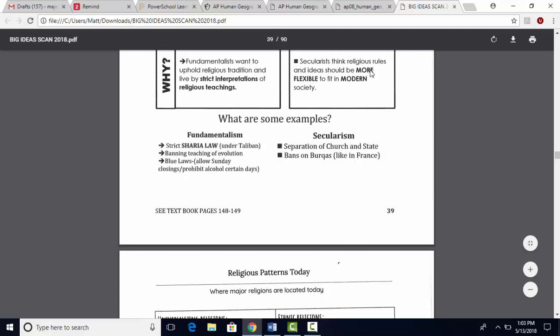Those who believe in separation of church and state without any sort of change or deviation would be considered secularist. People in Europe, specifically France, who have supported bans on burqas and other Islamic clothing, would be secular. They want to see all signs of religion kind of removed as much as possible.